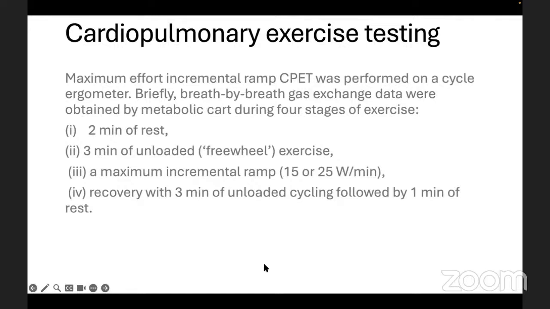So when we break down the cardiopulmonary exercise test, it's 4 parts. The first part was the initiation, almost 2 minutes of rest. Then the second step is 3 minutes of unloaded free-wheeling exercise. And the third component is a maximum incremental ramp for 15 to 25 minutes. Then the final stage is the recovery stage, which includes about 3 minutes of unloaded cycling, followed by 1 minute of rest. Next, please.